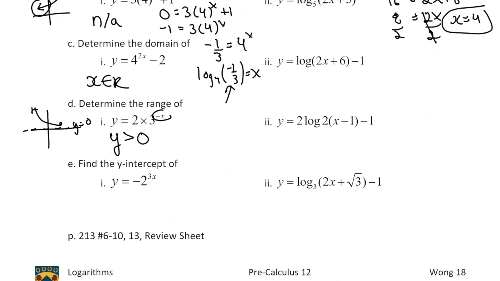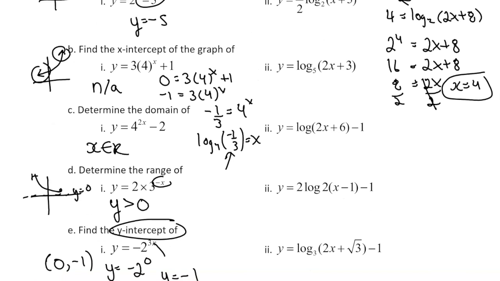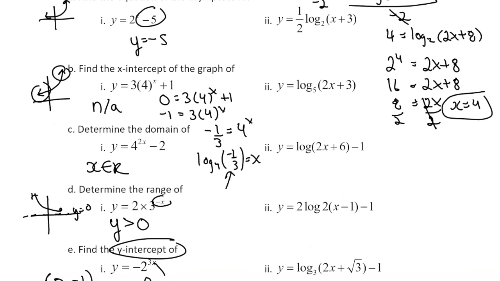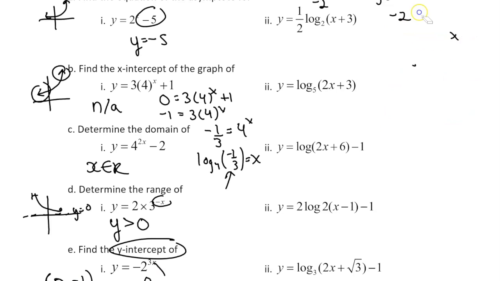And then the y-intercept of this, you could put in 0 for x, and you get y equals negative 2 to the power of 0, and that's equal to negative 1, so your y-intercept there would be negative 1. I know I did that pretty quickly. Okay, well, let's take a look at some of these log questions right here.